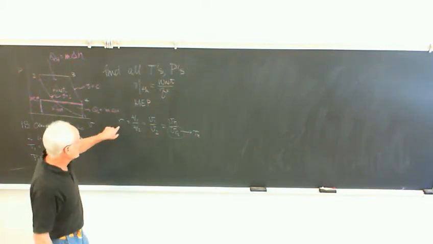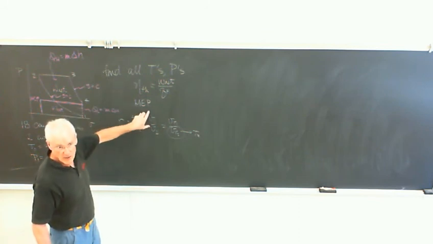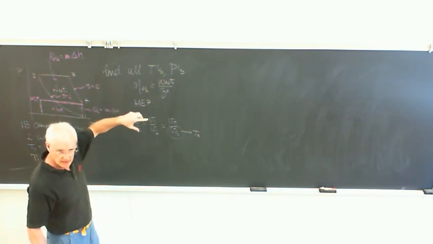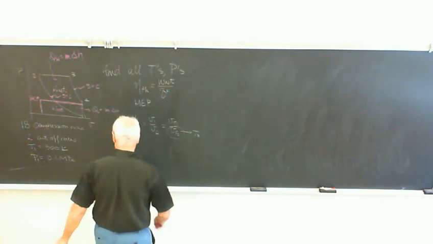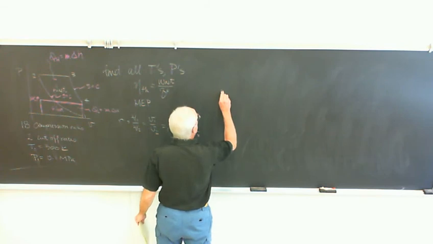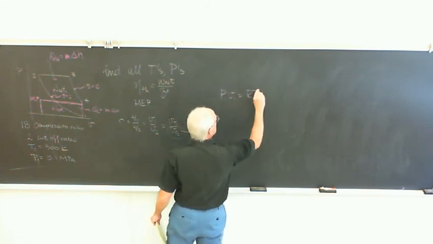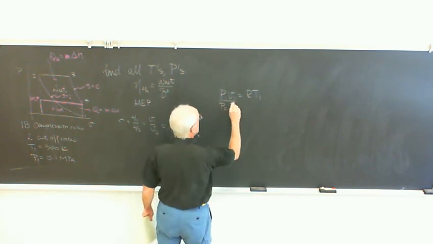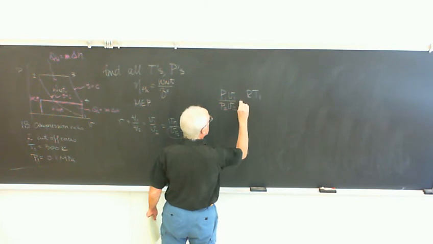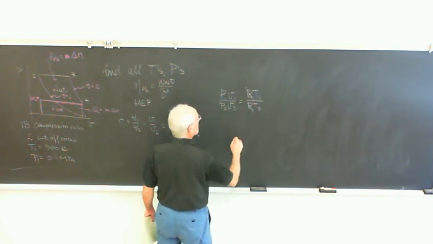You can use the ratio of the ideal gas, V1 is the same, which will have this ratio in it. You'll say P2V1 is equal to RT1. Divide that by P2V2 equals RT2, R cancels.